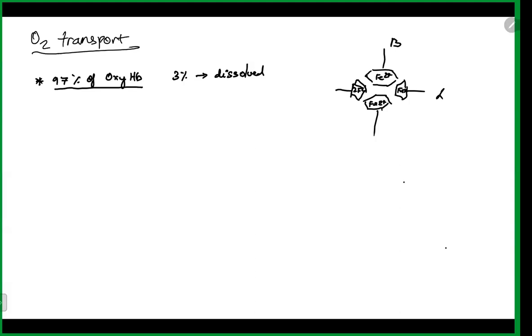Remember guys, you have an alpha chain and a beta chain. The globins which carry this ferrous iron have more oxygen affinity. So in the beta chain, the oxygen affinity will be more when compared to that of your alpha chain. For the globins in the alpha chain, the oxygen affinity will be lesser. So oxygen affinity will be more in the beta chain when compared to the alpha chain.